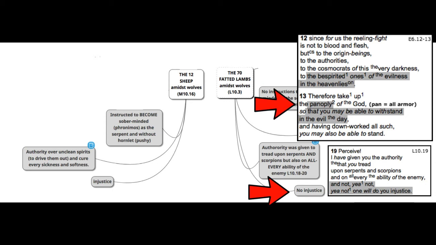Where here is the very important context of the all armor, the panoply, where those slipped into the all armor are able to withstand in the evil day, withstand and stand against the methods of Diabolos. So what is to be perceived is that those who are slipped into all of the armor are likened to the 70, not the 12, but the 70, where the statement, "and not, yea not, one will do you injustice," was not said to the 12.